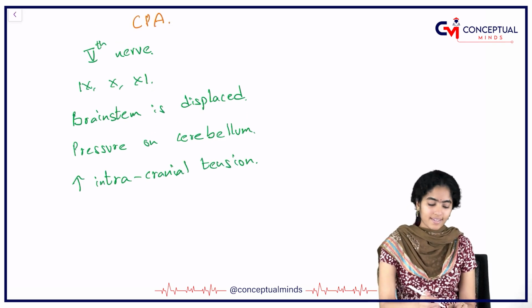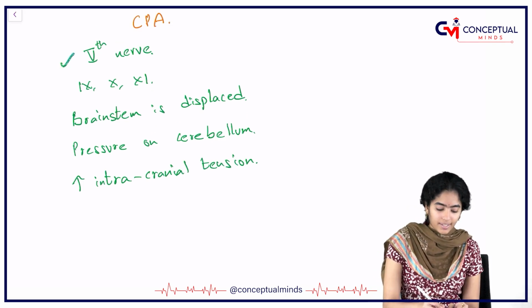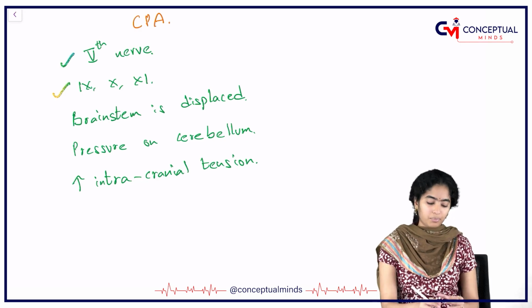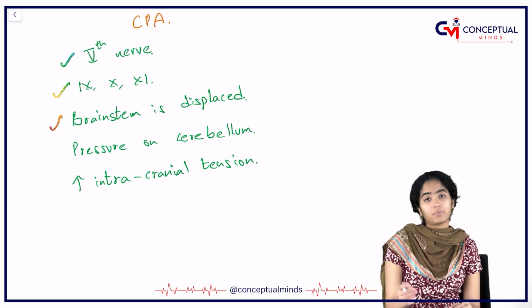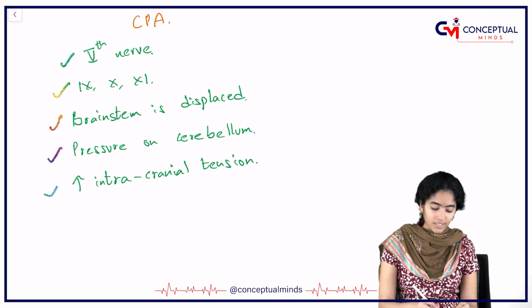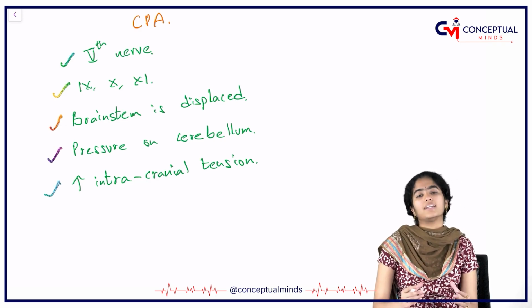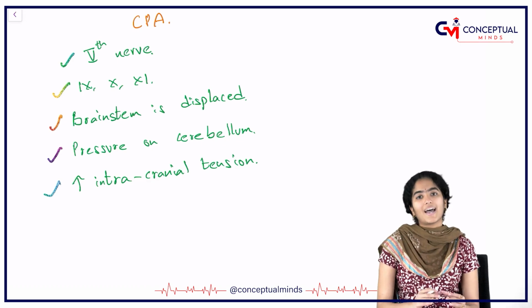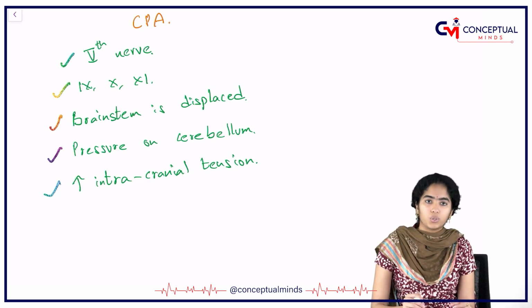First what happens? The fifth nerve is affected, then 9, 10, 11 nerves, then pressure is exerted on the brainstem and the brainstem is displaced. Then the cerebellum is affected and finally the intracranial tension is increased. All these happen as the size of the tumor grows.